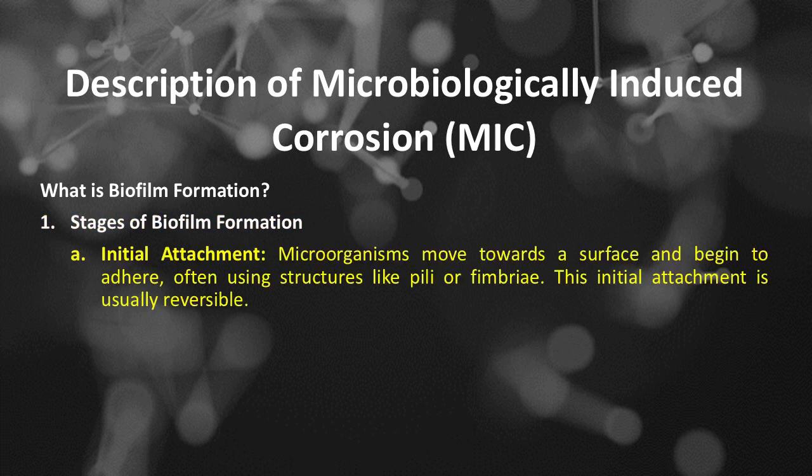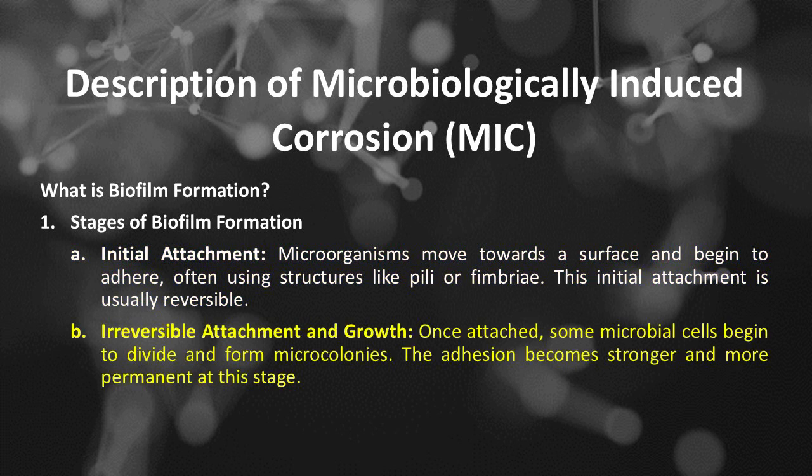Number A, of stages of biofilm formation is initial attachment. Microorganisms move towards a surface and begin to adhere, often using structures like pili or fimbriae. This initial attachment is usually reversible. Number B, of stages of biofilm formation is irreversible attachment and growth. Once attached, some microbial cells begin to divide and form microcolonies. The adhesion becomes stronger and more permanent at this stage.